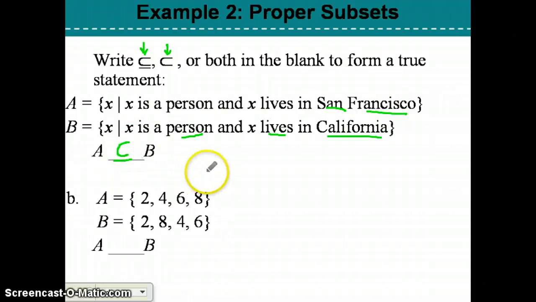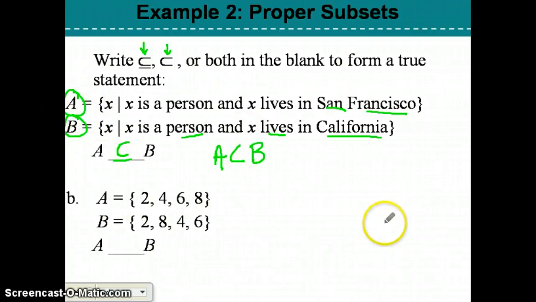It's a subset. Now, we want to know, is A a proper subset? Is San Francisco the only city in California, or is it less than the total number of cities? And it is. It's less than the total number of cities. So A is a proper subset of B.